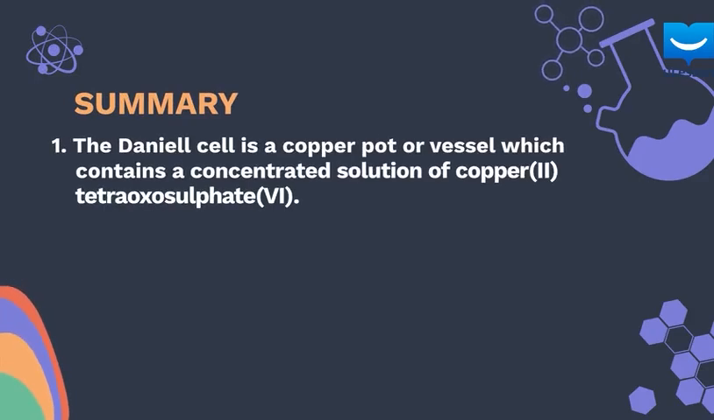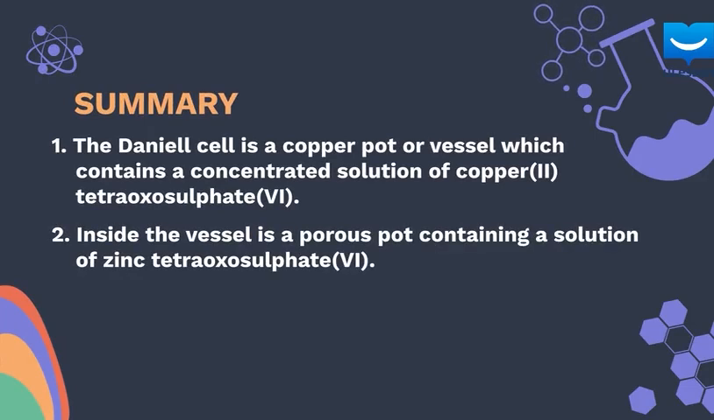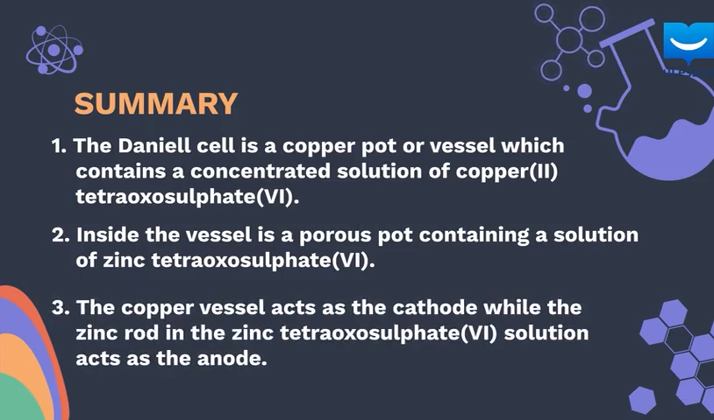The Daniell cell is a copper vessel which contains a concentrated solution of copper(II) tetraoxosulfate(VI). Inside the vessel is a porous pot containing a solution of zinc tetraoxosulfate(VI). The copper vessel acts as the cathode, while the zinc in the zinc tetraoxosulfate(VI) solution acts as the anode.